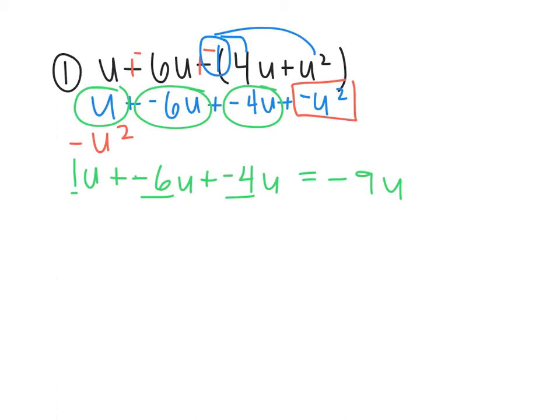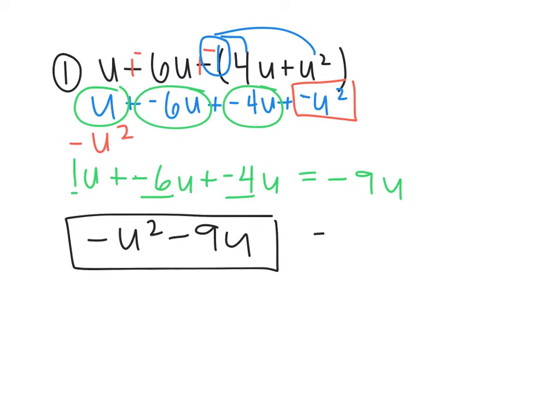Then I put this back together into one expression, so it would be negative u squared minus 9u. And that would be it. If you put negative u squared plus negative 9u, it wouldn't be completely simplified, so you'd have to do step 4 and simplify this to make negative u squared minus 9u.